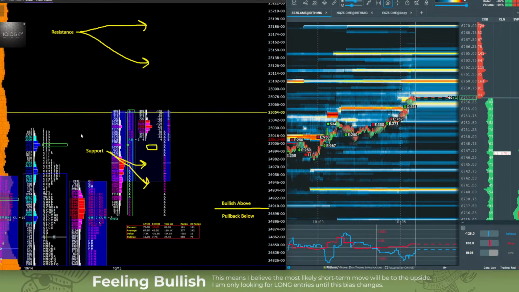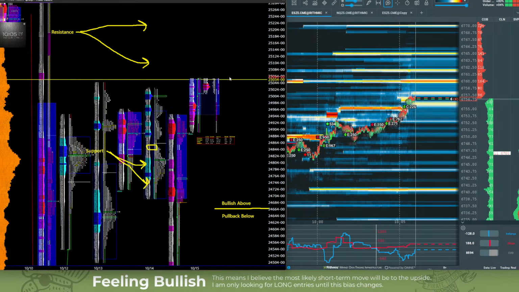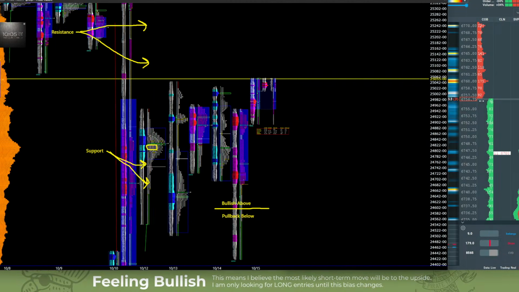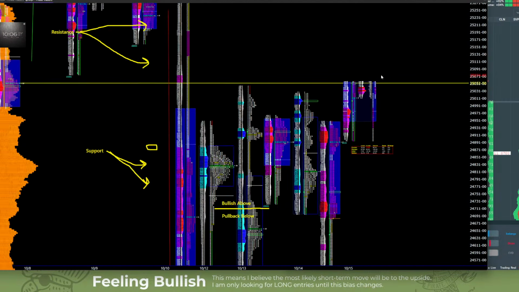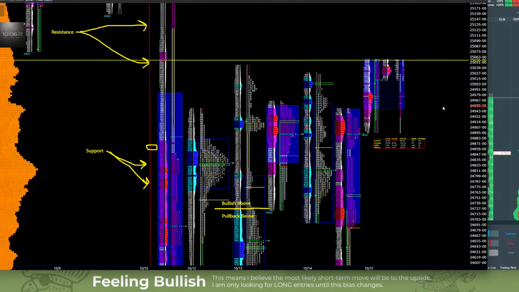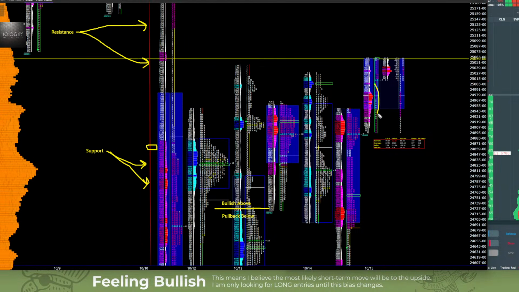Okay, so NQ, let me just move it over to the side a little bit here. So NQ is now a gap and go. It's a gap fill and go. They poked back into yesterday's range. This is yesterday's range. What happened once they poked into yesterday's range? The volume tapered off. Less and less volume on the way down. That's showing us the end of the auction to the downside.